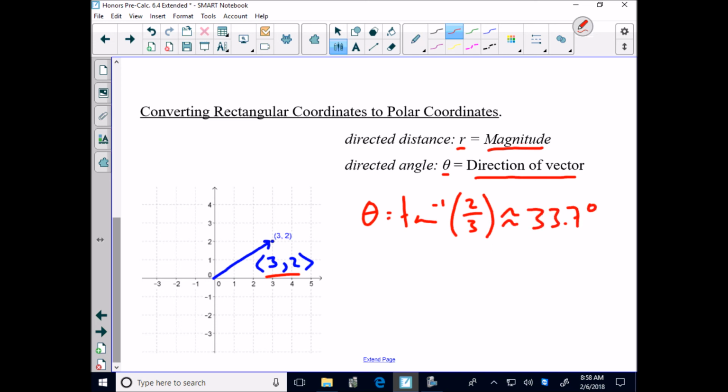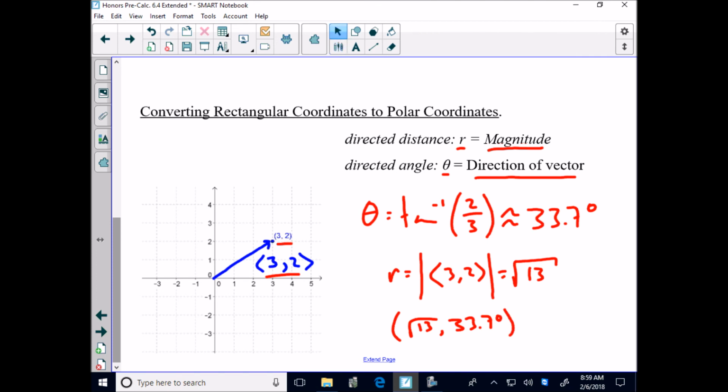And then if we're looking for the r value, we know that's going to be the magnitude of the vector, which is, of course, the distance from the origin to the point at the head of our vector. So with r, we really have the magnitude of our 3, 2 vector, which is going to be the square root of 3 squared plus 2 squared, so that's the square root of 13. And so the polar coordinates for our ordered pair 3, 2 are going to be square root of 13, comma, 33.7 degrees.